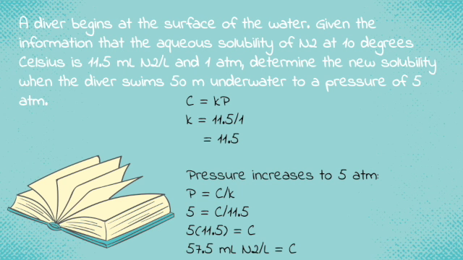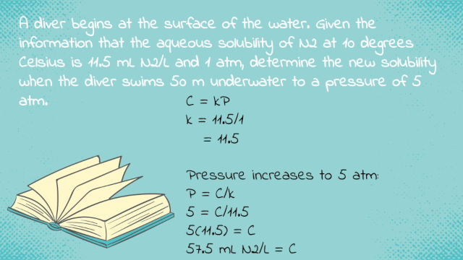To solidify our understanding of Henry's law, here is another sample problem using the bends phenomenon. A diver begins at the surface of the water. Given the information that the aqueous solubility of nitrogen gas at 10 degrees Celsius is 11.5 milliliters of nitrogen gas per liter and 1 atmosphere, determine the new solubility when the diver swims 50 meters underwater to a new pressure of 5 atmospheres. First, we must solve for Henry's law constant for nitrogen gas.